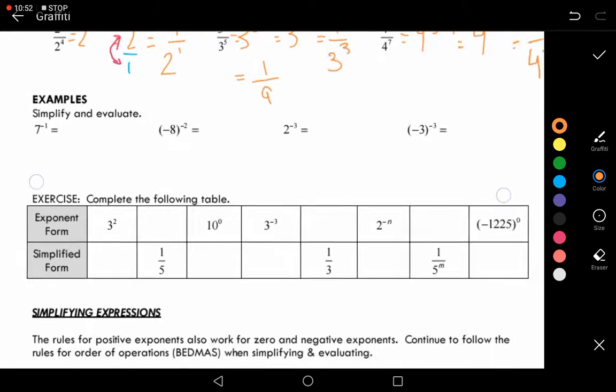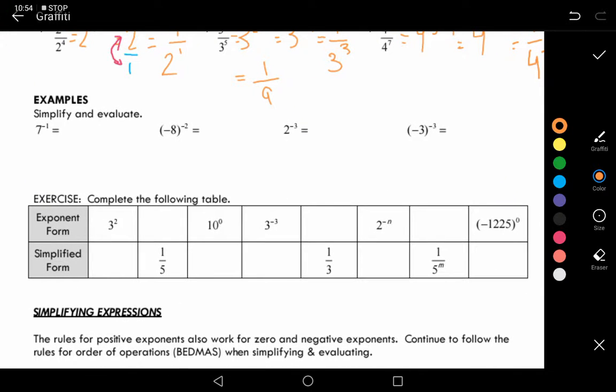Okay, so a couple more examples. If we just have 7 to the power of negative 1, it just wants us to simplify and then evaluate. So we're not just going to type this in on our calculator. Instead, we're going to write it as a positive exponent. Remember, picture it over 1, flip it around. So the 1 comes on top, the 7 goes to the bottom, the exponent becomes positive. So this is just 1 over 7, right? 7 to the power of 1 is 7.